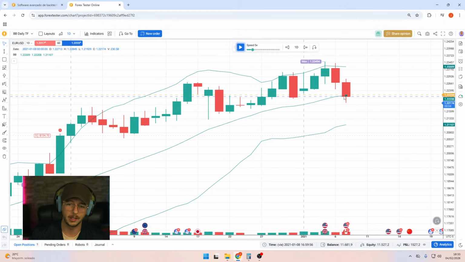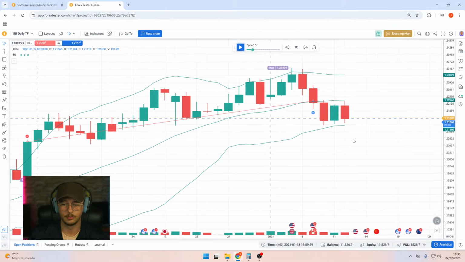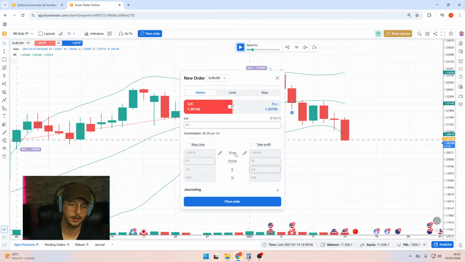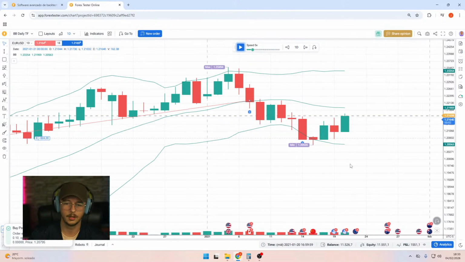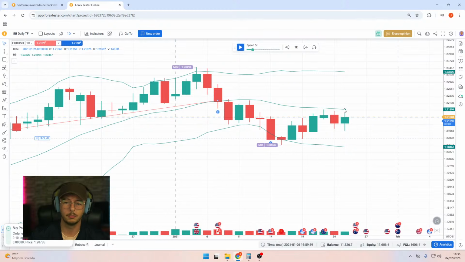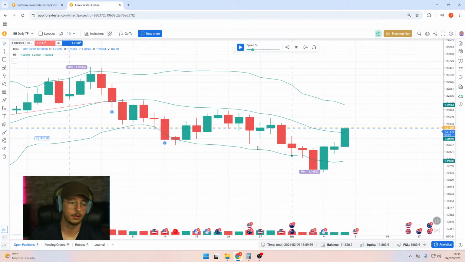Okay, so now it's closed below. Bad trade, but no problem at all. So if we close this here, perfect. Now we'll wait for the next trade. In this case, it looks like it's going to close below. Perfect. We're going to open the second trade. Buy. And just wait for the price to come above, close above the Bollinger Band. So in this case, okay, close with just a small profit.